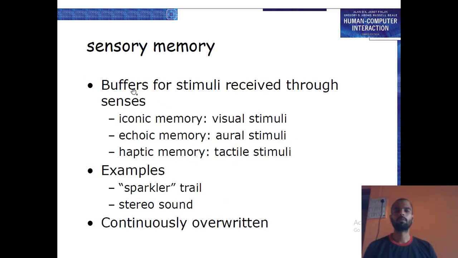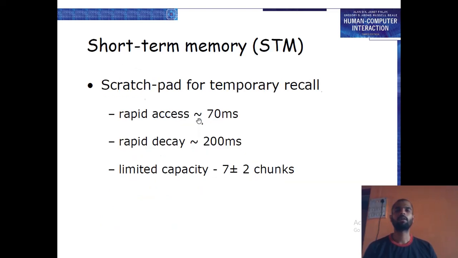So, sensory memory. What is sensory memory? It is a buffer for stimuli received through the senses. An example is a sparkler trail or stereo sound. Sensory memory means something we remember with the help of the senses. It is continuously overwritten. This is the characteristic of sensory memory.